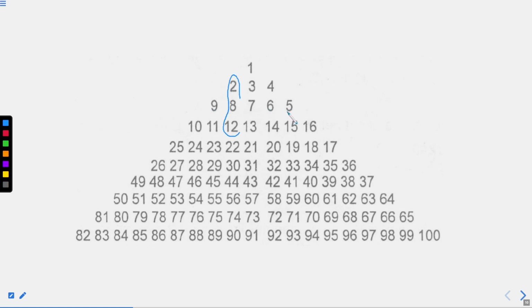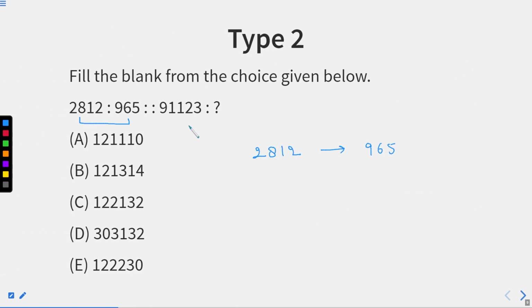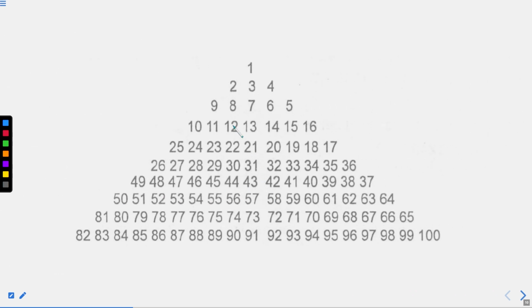I hope you got this part. Till here we have formed this relation. This 7 is not here, right? So what is the number? 2812 and 965, the last two numbers. So the question is, what is the relation between 9, 11, 23? So first mark 9, 11, 23. Now this time we have this. This was the initial part, the initial relation.